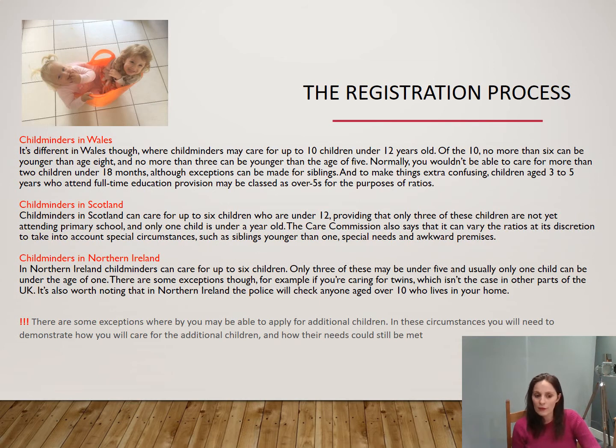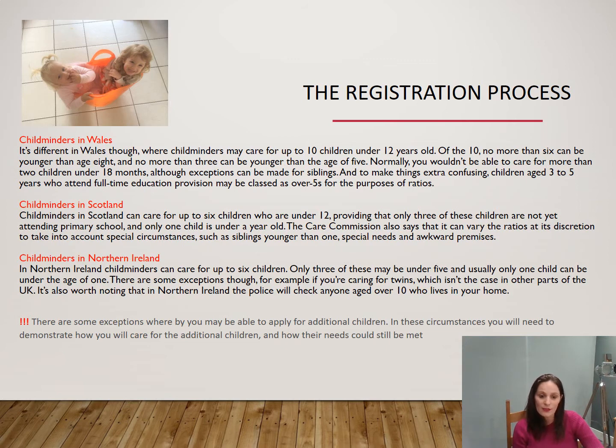There are differences in Wales, Scotland and Northern Ireland. In Wales, childminders can care for up to 10 children under 12. Of that 10, no more than 6 can be younger than 8. It's really muddly. No more than 3 can be under the age of 5. Normally, you wouldn't be able to care for more than 2 children under 18 months, although exceptions again can be made for siblings. To make things extra confusing, children aged 3 to 5 years who attend full-time education provision may be classed as over 5 for the purpose of ratios.